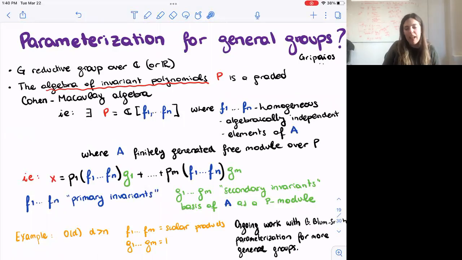And so an interesting question is, what we did for the orthogonal group, is that something that can be done for more general groups? And yes, we can use invariant theory to see how to do this in a general way, not for any groups, but for reductive groups, which are all the groups that I know.